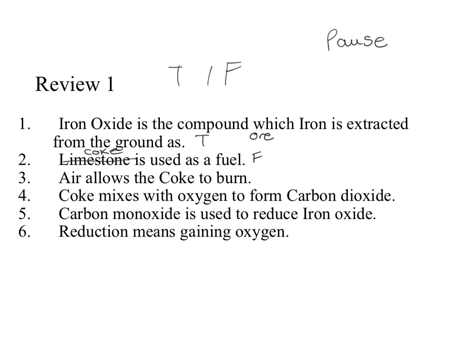Air allows the coke to burn. That is true. Coke mixes with oxygen to form carbon dioxide. False. It's carbon monoxide. Carbon monoxide is used to reduce iron oxide, which is true. Reduction means gain in oxygen. That's false. It means the loss. Okay, so that's our first little bit.